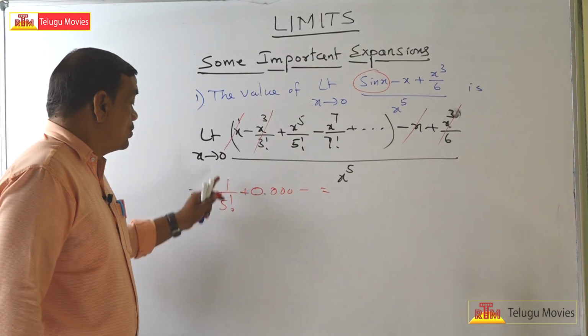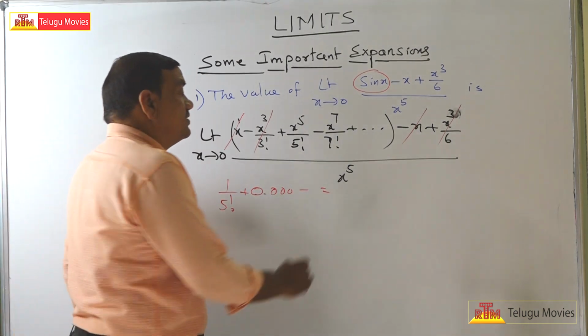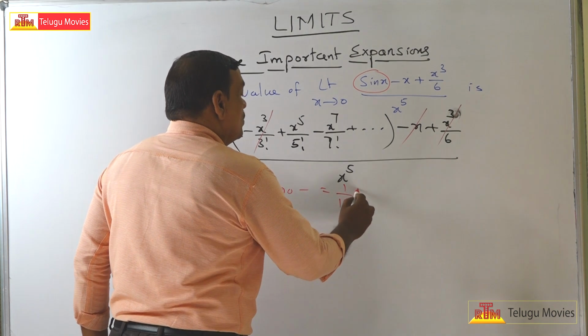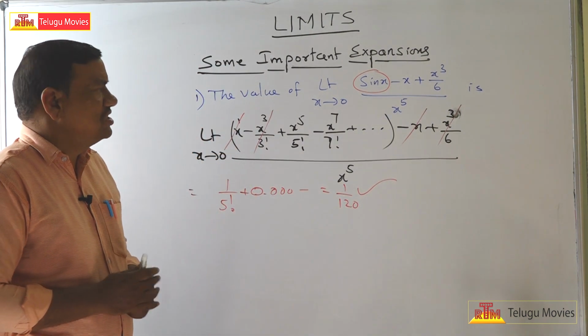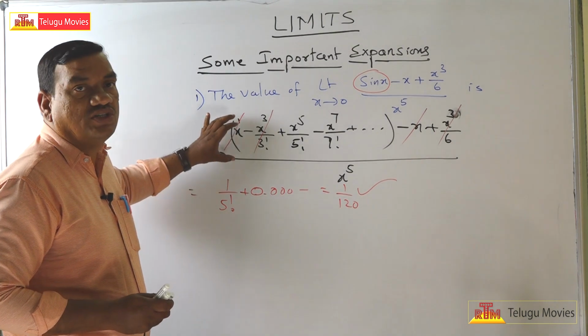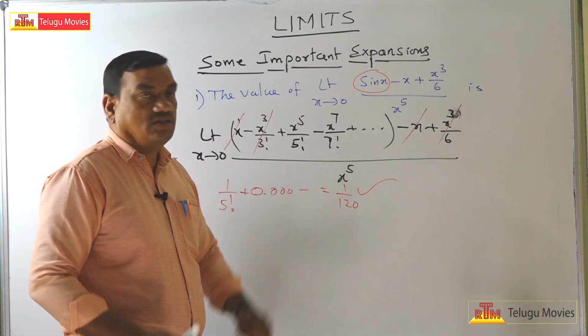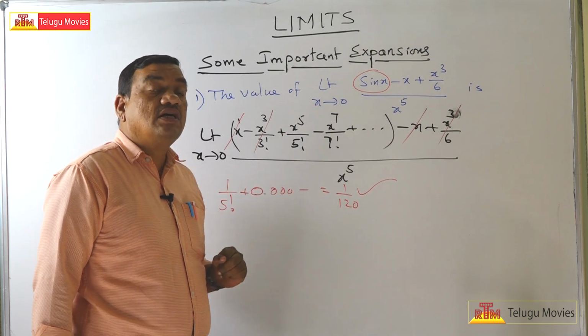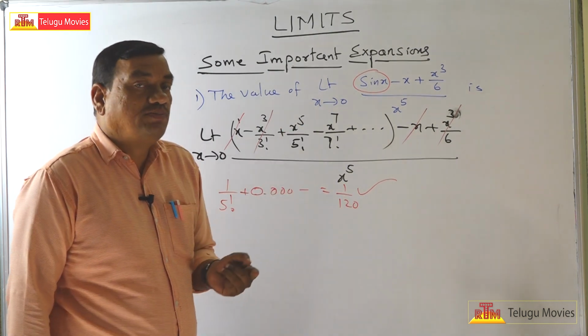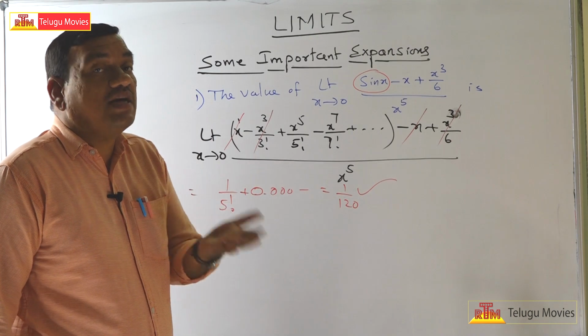Understand? So, 1 by 5 factorial, that means 1 by 120. 120 is the right answer. Understand? Just one step, you got the answer. Okay? First, suppose if the same problem students did it with L'Hospital rule, see how many steps will take place.